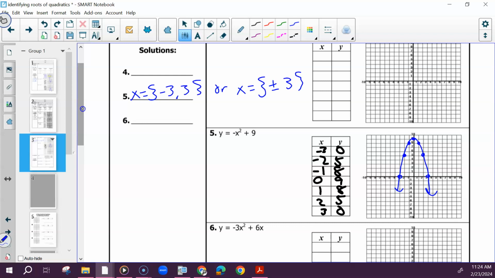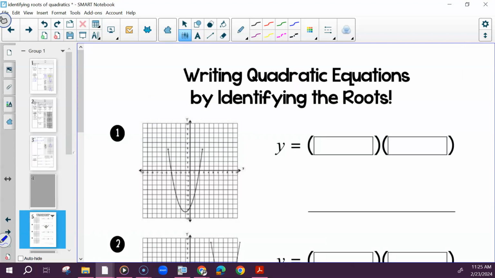Do we have any questions in general about how we find the number of solutions, how we find the solutions on the graph using the calculator or not? So make sure you have this written down and then go on to the next page where it says writing quadratic equations by identifying the roots. Alright, we'll do a couple of these.